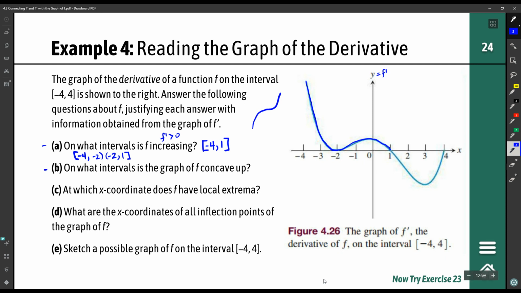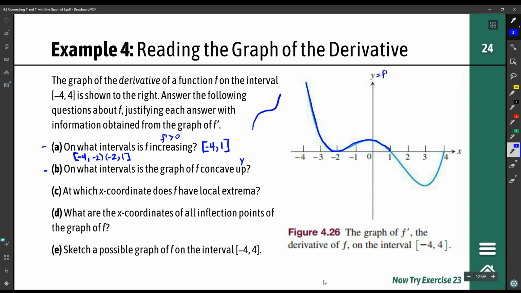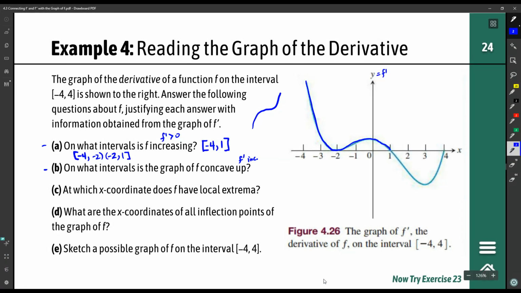Part B, on what intervals is the graph concave up? We know that the function is concave up where the derivative, we'll actually call it f prime here, where f prime is increasing. F prime increases. So where does f prime increase?